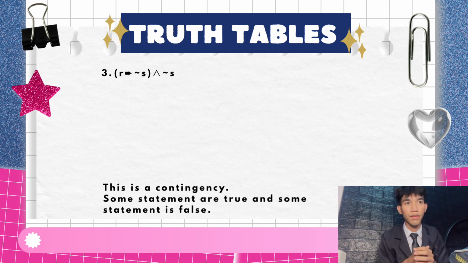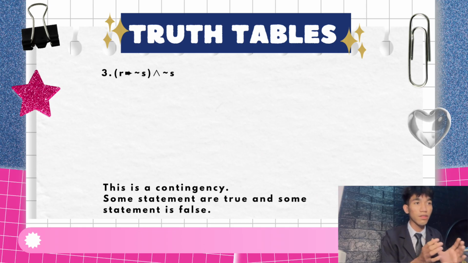So here you can see the truth values for statements R and S are still the same, and negation R and negation S are just the converse of the R and S truth values. So we go to the next column, which is R implies negation S. Here, if R is true and negation S is false, the statement will be false. That's why you can see that only if R is true and negation S is false will the statement be false. We go to the next column, which is R implies negation S and negation S.